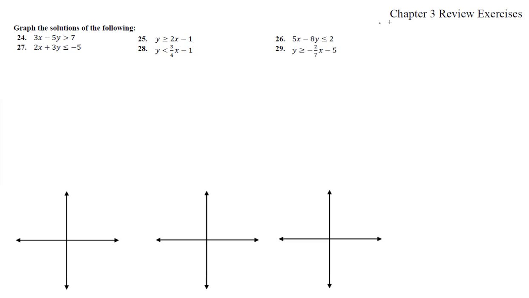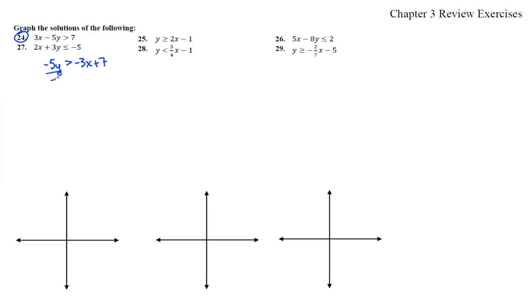Here we are in Chapter 3 review exercises with numbers 24 through 29. Number 24, it says graph the solutions. This is an inequality. Since y equals mx plus b is the easiest way to graph it, change this guy: subtract 3x from both sides. We're going to do number 24 in blue: y is greater than negative 3x plus 7.